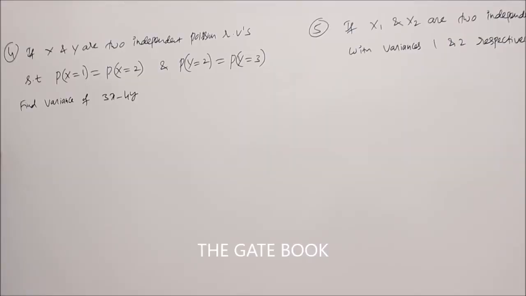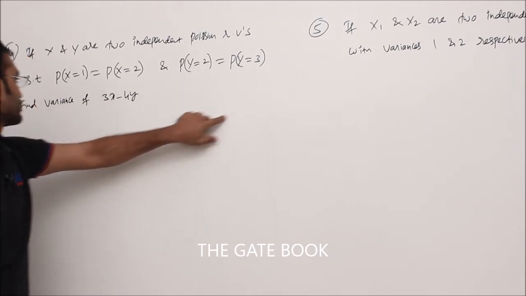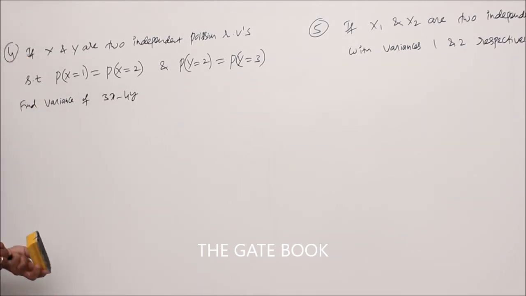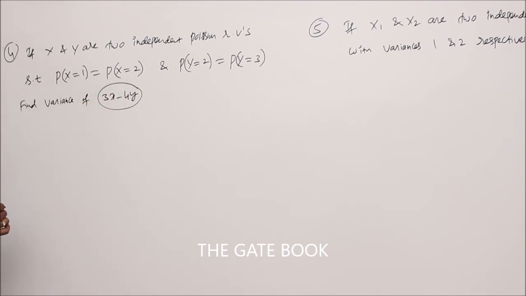Next problem on Poisson distribution. If x and y are two independent Poisson random variables such that P of x is equal to 1 is equal to P of x is equal to 2, and P of y is equal to 2 is equal to P of y is equal to 3, then find the variance of 3x minus 4y.